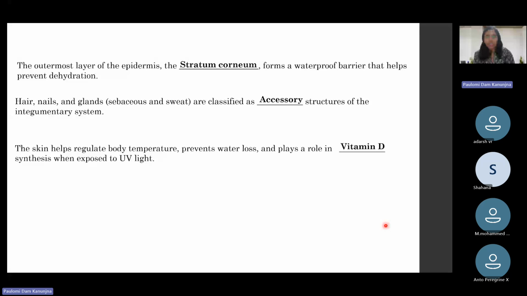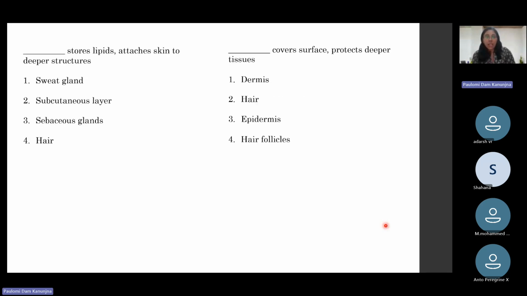So the first answer is stratum corneum. Second one, other than skin, all these glands are called accessory glands. And last one, when you are exposed to UV light, your skin helps regulate body temperature, prevents water loss, and synthesizes vitamin D, melanocytes, if you remember. Okay, these are easy questions that we have done previously.